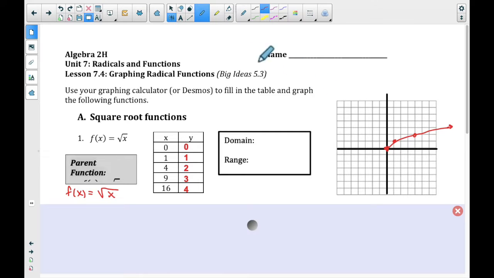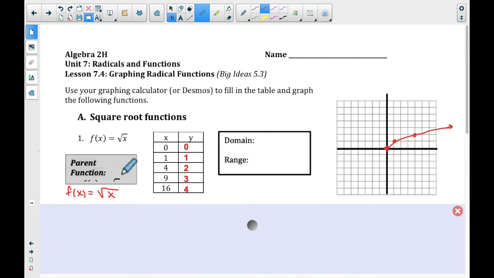Hi everybody, this video today is going to be talking about lesson 7.4, which is graphing radical functions. In the Big Ideas textbook, that is found in section 5.3, but in our unit it is unit 7, lesson 4. It says to use your graphing calculator or Desmos to fill in the table and graph. We're just going to go through and do this.